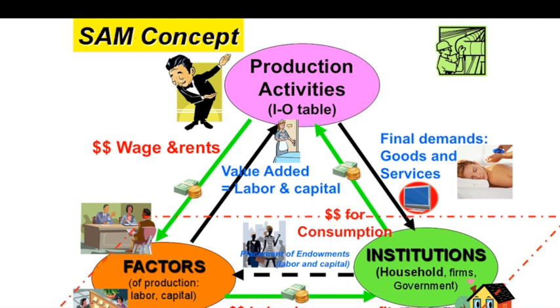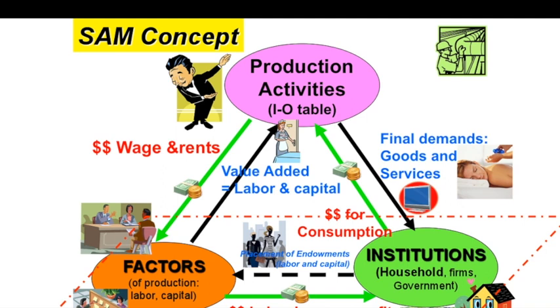The third two-way flows are between the factors and institutions. So who owns the labor and capital? It is institutions or economic agents who own these. The economic agents invest some of their money in the labor and capital market as endowments. For example, like how our 401k or a pension system works, right? We take out part of our salary and put it in the market as investment.